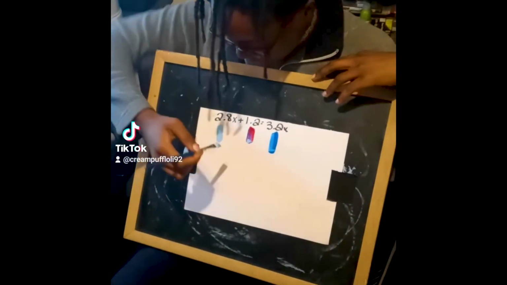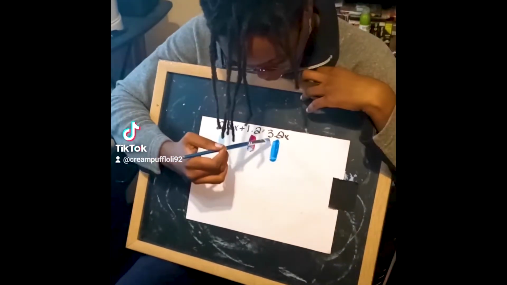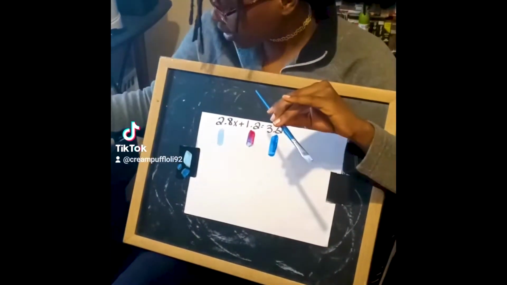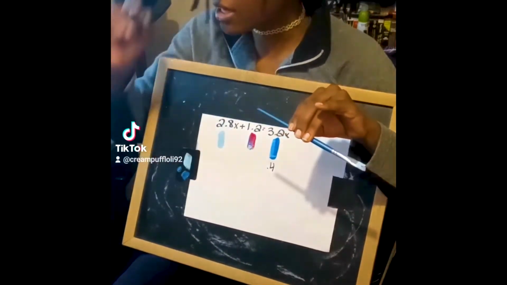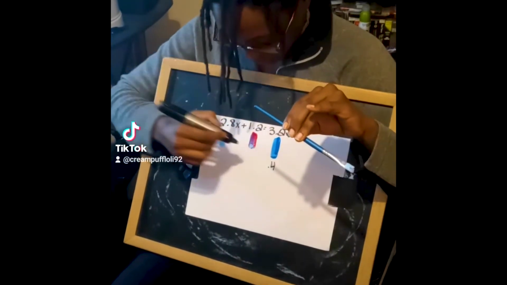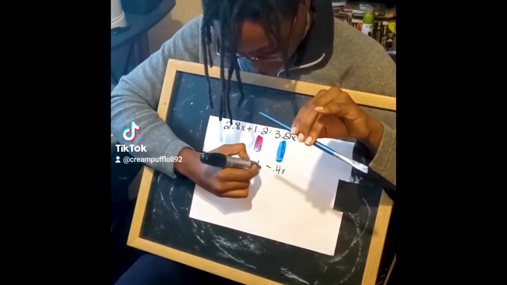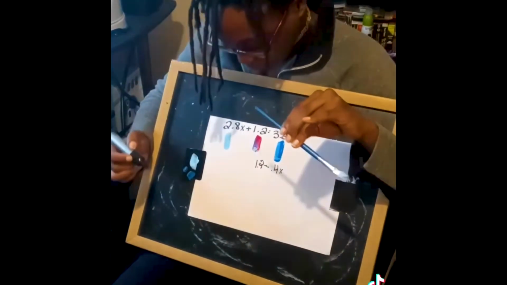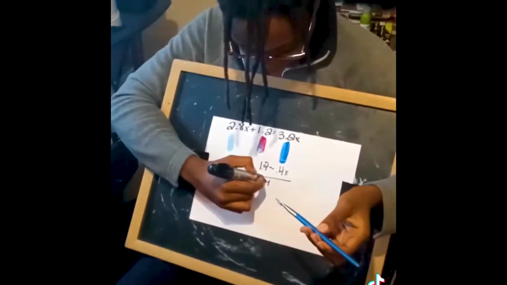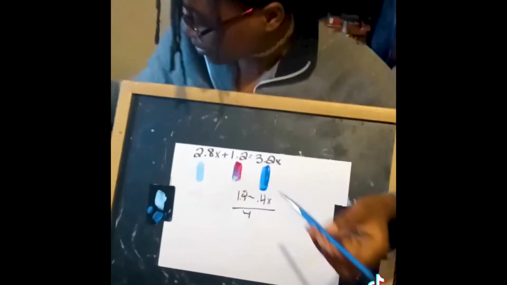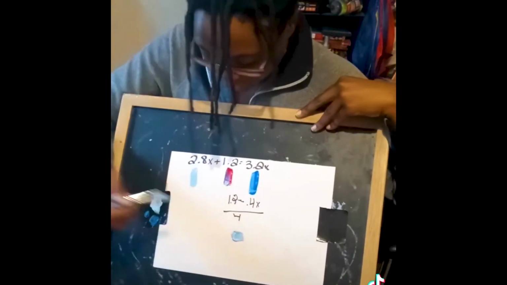First, I want to subtract my 2.8x from my 3.2x. In the end, this should give you 0.4x. Bring down 1.2. Now you have 1.2 equaling 0.4x. Divide 0.4 into 1.2. Your end result should be 3, or the purple that you're looking to achieve at the end of this equation.